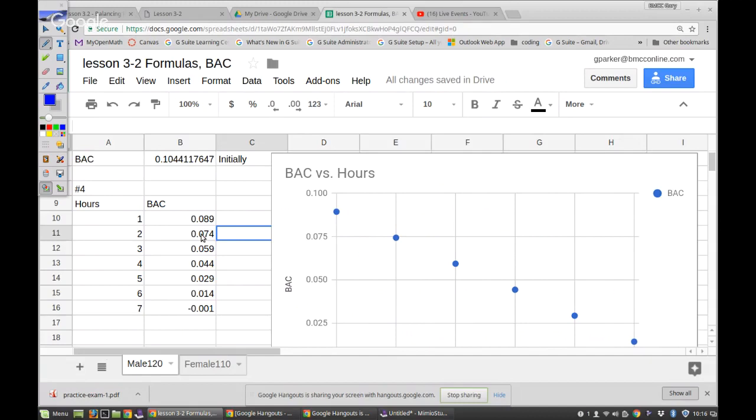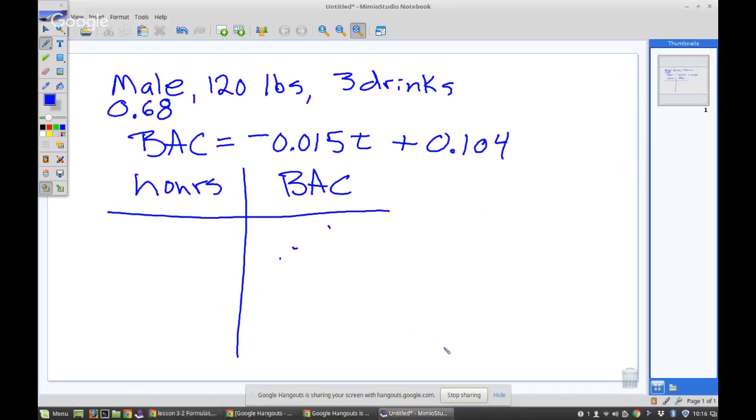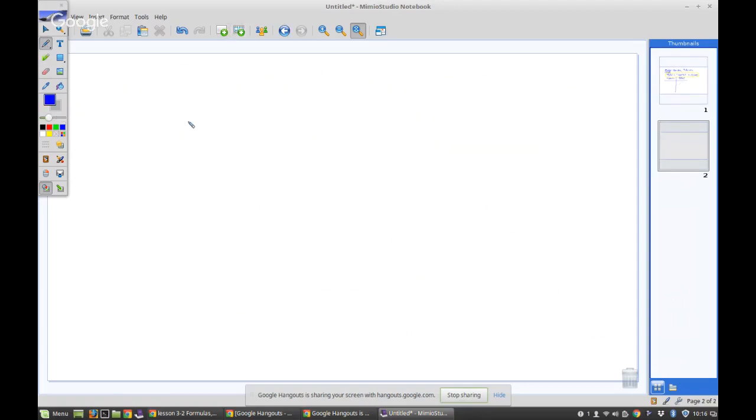Another way to do it is we played around with solving equations last term, so we can write it as an equation and solve it. So our formula is that the BAC here is equal to 0.015 times the time plus that 0.104. So we want to know when the BAC is 8%. So we're just going to write down, what do we want the BAC to be? 0.08, so that's the BAC.